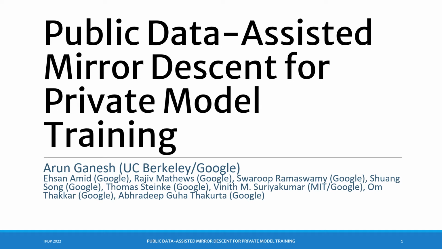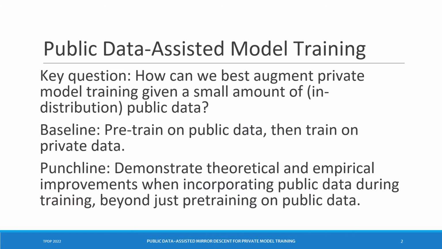Hi, I'm Arun, and in this video, I'll talk about our recent paper, Public Data Assisted Mirror Descent for Private Model Training. So the key question we try to address in this work is if we have a large amount of private data and a small amount of public data, how can we best augment the model training process on the private data using the public data?